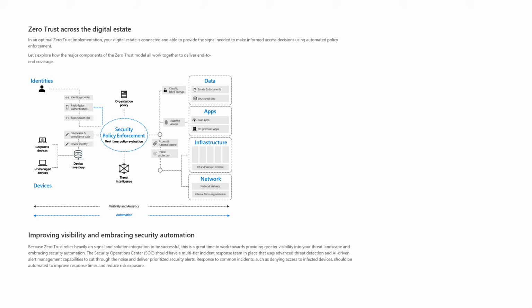Now, zero trust across your digital state. If you look at this diagram, which is published by Microsoft, you have these six things that I talked about, right? You have the identities, you have the devices, and they are going to interact with your data, applications, infrastructure, or network. So you can see here, we are trying to put zero trust across the digital state.